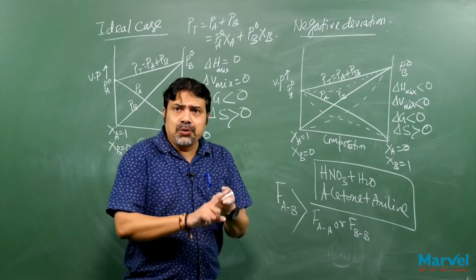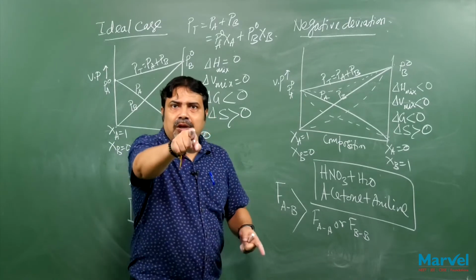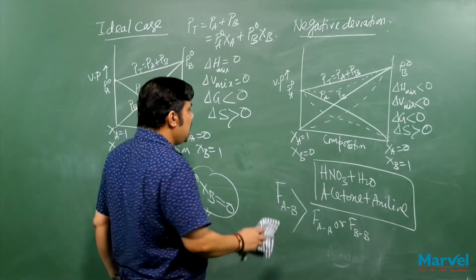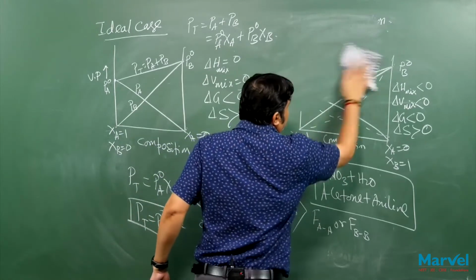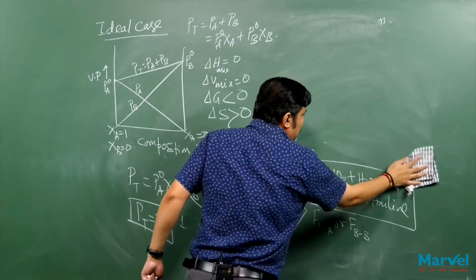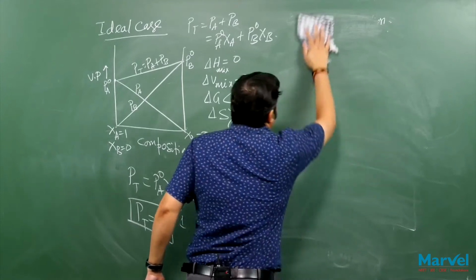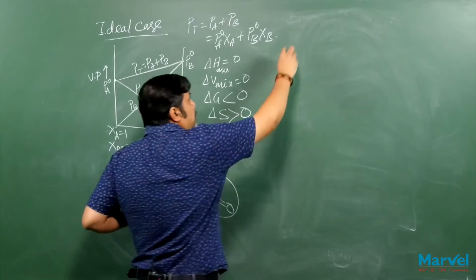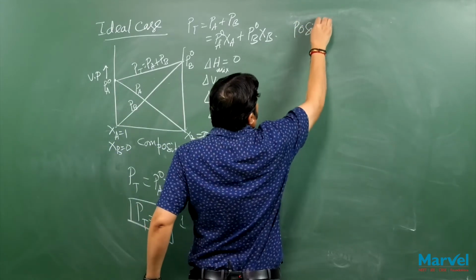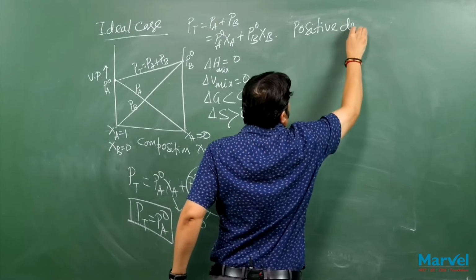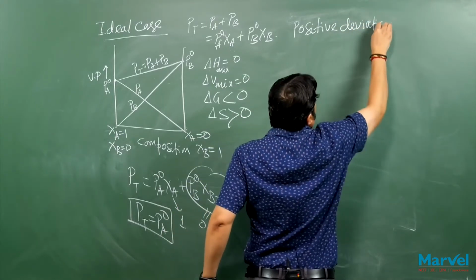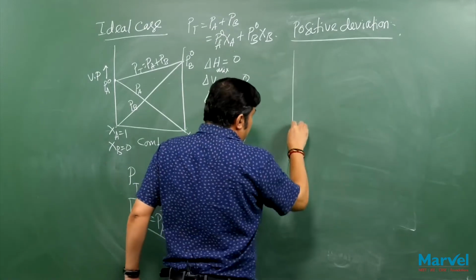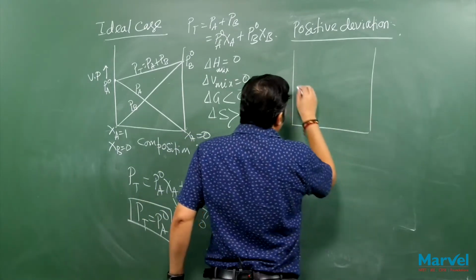Once you understand the negative deviation, then we will go for the positive deviation, my dear. In case of a positive deviation, what is happening? We can go for the positive deviation from the ideal case of Raoult's law. If you look at the positive deviations, I am drawing the same way over here.